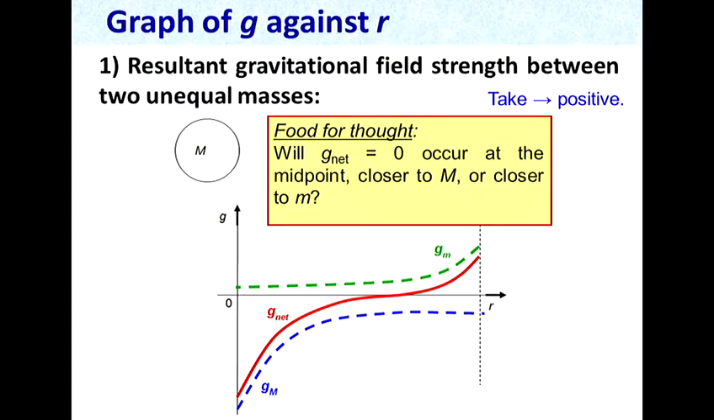The G cannot be 0 at the midpoint. For the G to be 0, it must occur closer to the smaller mass. That's why it cuts the r-axis at a point that's closer to small m. It cannot be cutting at the midpoint. So when you draw this sketch, you have to bear that in mind.